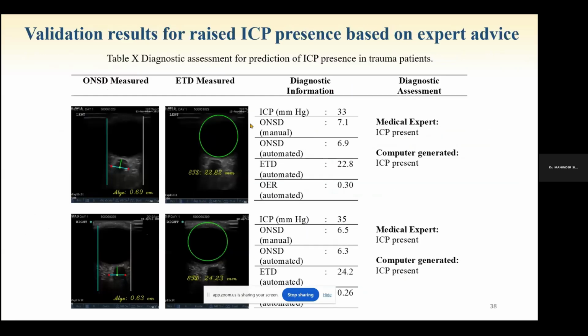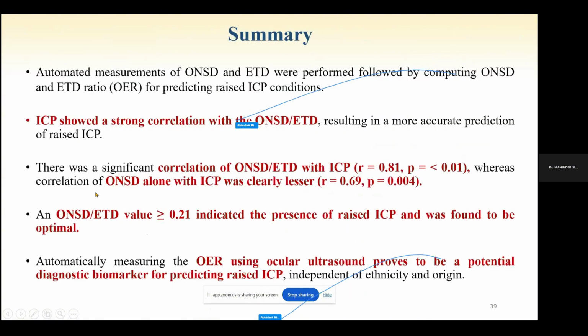Some validations we have done compare the manual data with the automatic one. Here you can see two samples I've shown. This is a summary: we get two biomarkers which are very important in predicting raised intracranial pressure. The method we used for ONSD and ETD measurement is advanced image processing. A lot of people have started working with deep learning, so I suggest you work on obtaining the optic nerve sheath diameter and ETD automatically using deep learning.